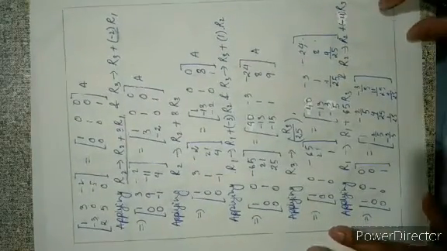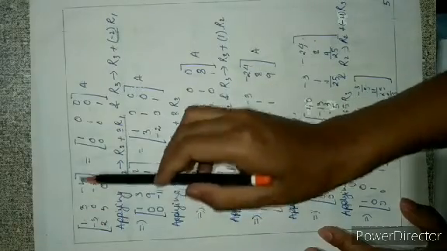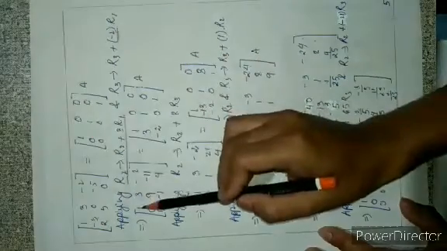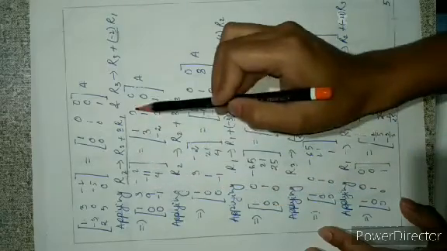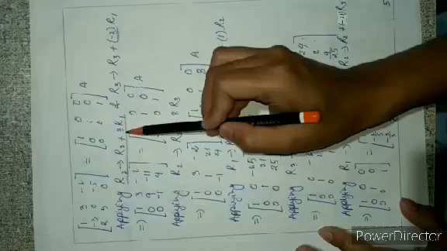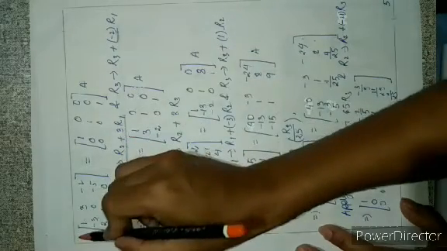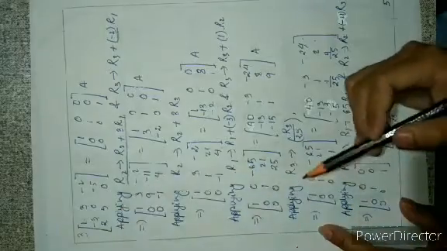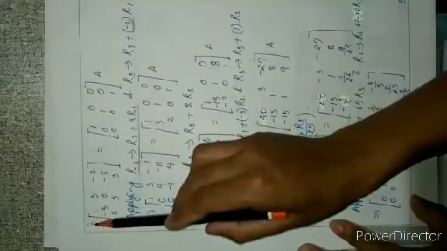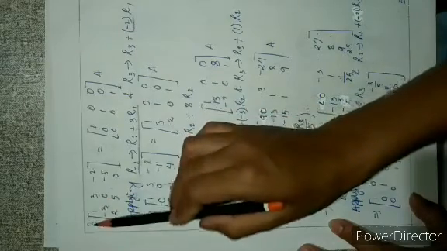Apply this operator. For the second row, first write all the elements of the first row: 1 3 minus 2 1 0 0. For the second row, the elements of the first row should be multiplied by 3 and added to the corresponding elements of the second row. 1 into 3 is 3, 3 plus minus 3 is equal to 0. 3 into 3 is 9.